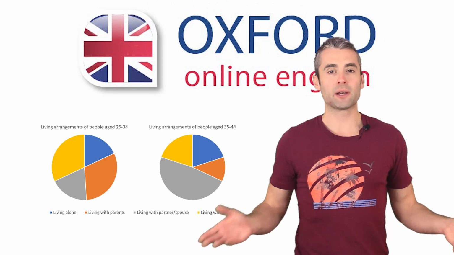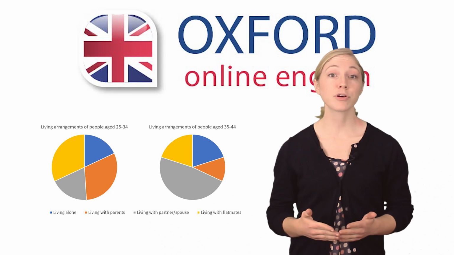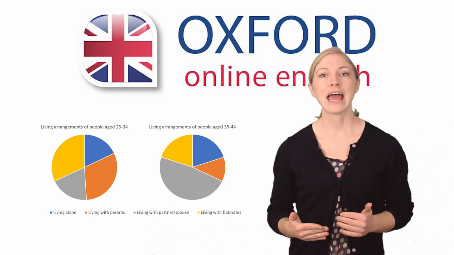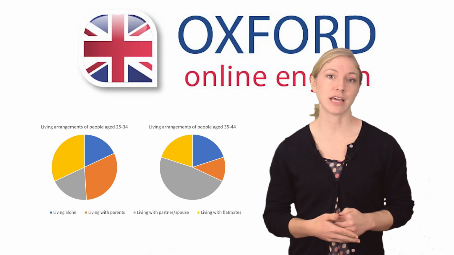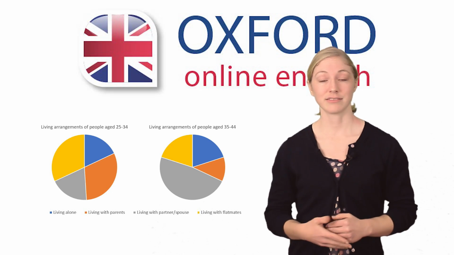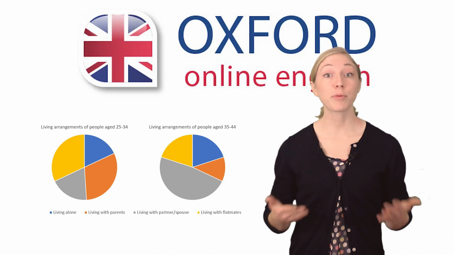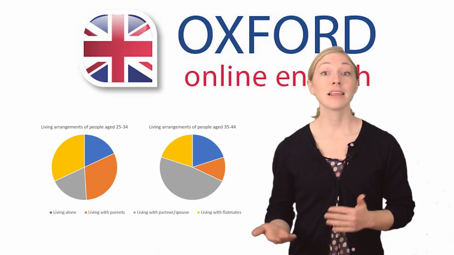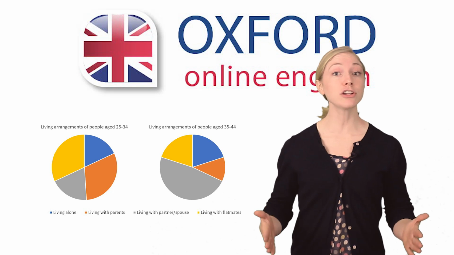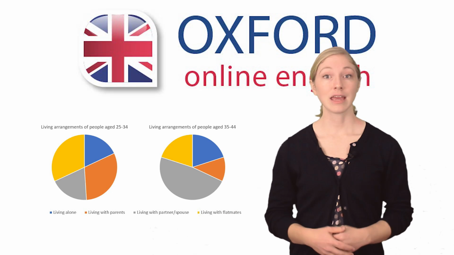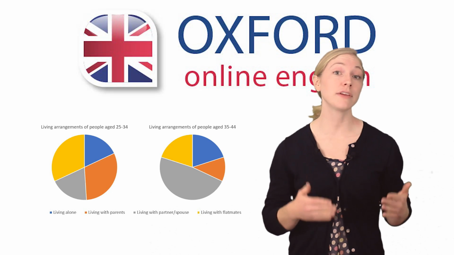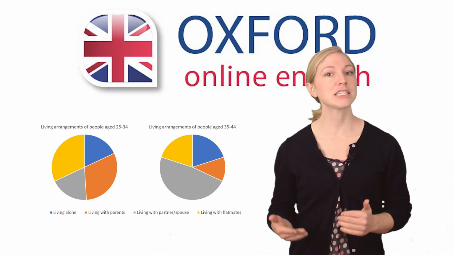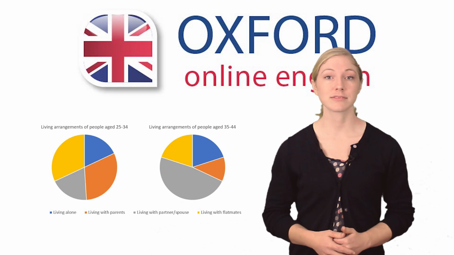Ready? Here are some ideas. In the first chart, the proportions for living with flatmates and living with parents are similar. And they're much larger than the other two segments, which are similar to each other. In the second chart, the proportions for living with flatmates and living alone are similar. Living with a partner or a spouse is much larger than all the other groups. Between the two charts, the proportions for living alone are very similar. The other segments are all quite different, especially living with a partner or spouse.